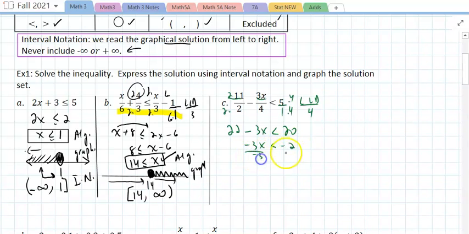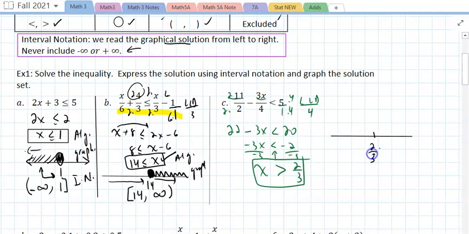And what happens when I divide by a negative? I must switch that symbol. That's the algebraic solution, the graphical solution. Again, no need to worry about where 2/3 is. You're supposed to know where that is, but only need to label the point, not included. X is greater than, you shade to the right. Well, interval notation, left to right, the first point I encounter is 2/3, but it's not included. And this one's all the way to infinity. That's the interval notation solution.